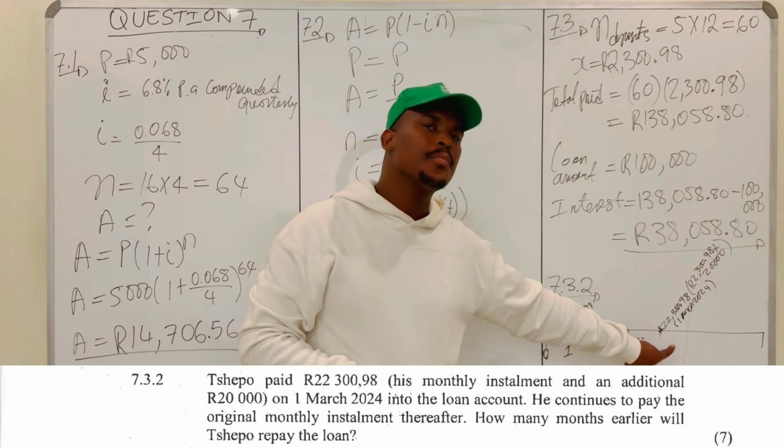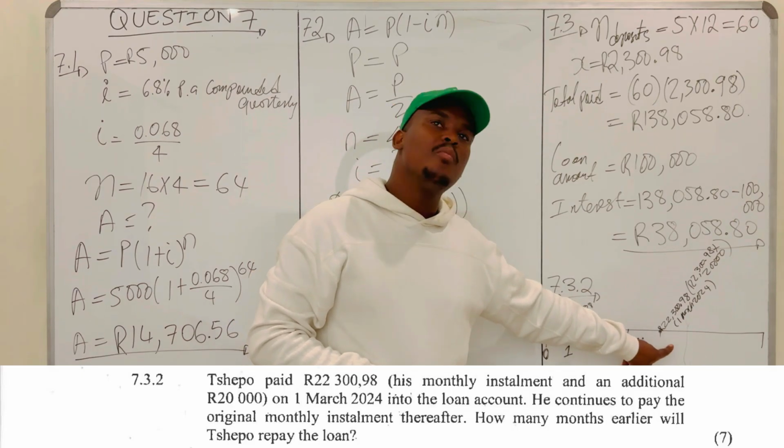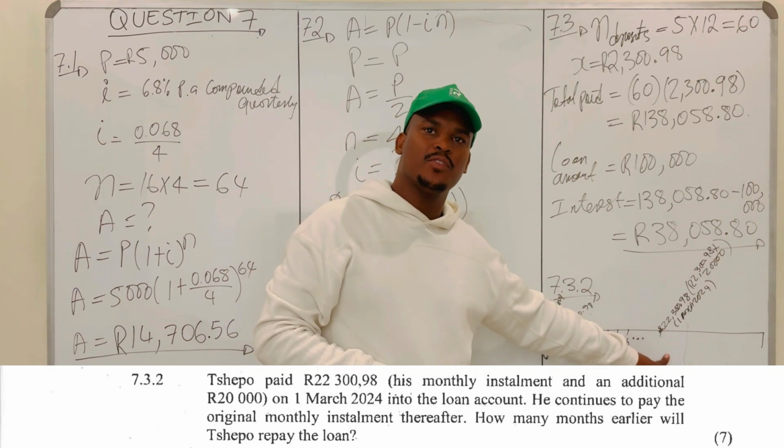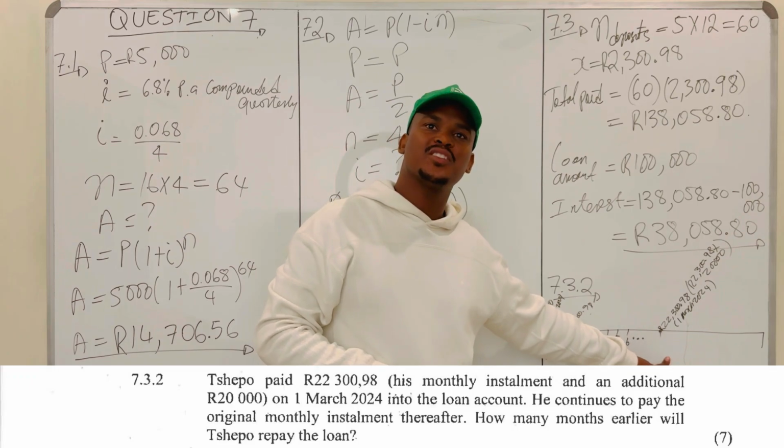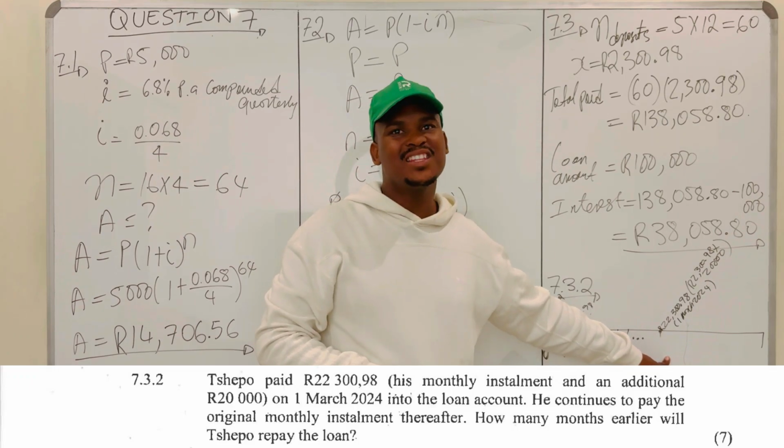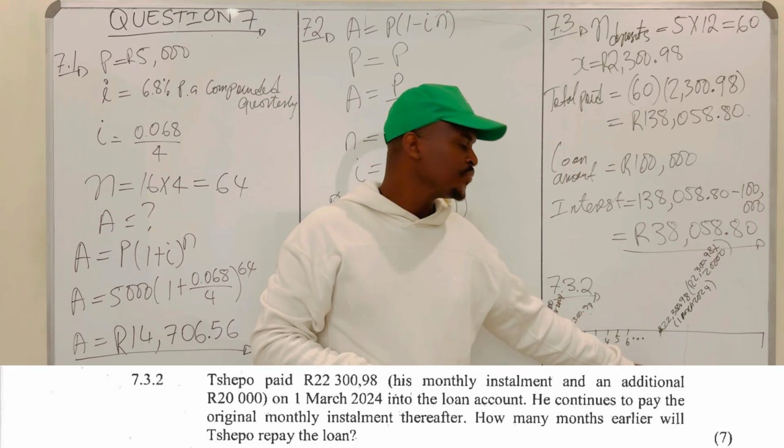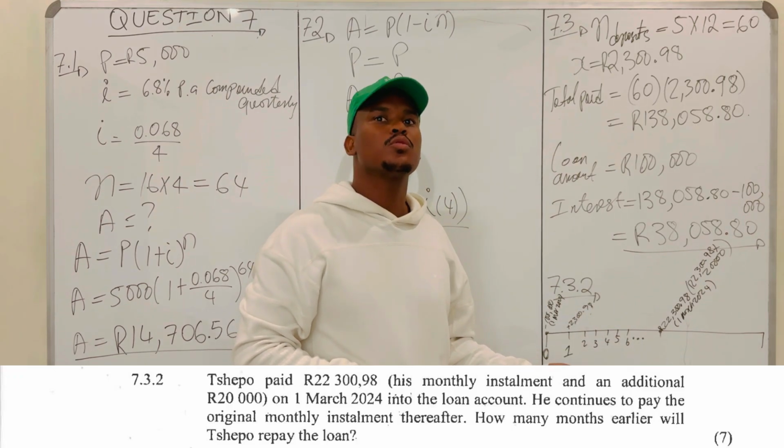We need to find the position of that deposit. On the 1st of March 2024, what will be that deposit? What will be the position of the deposit? Will it be the 20th deposit? Will it be the 17th deposit? That's what you need to understand. So that's what we need to count.